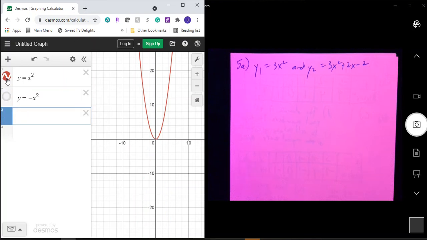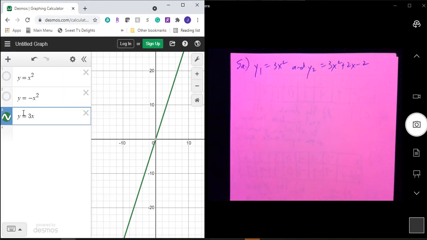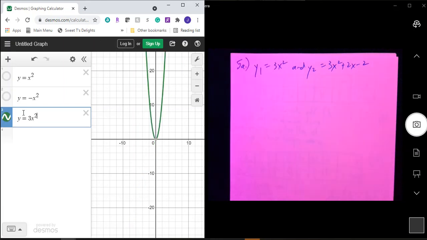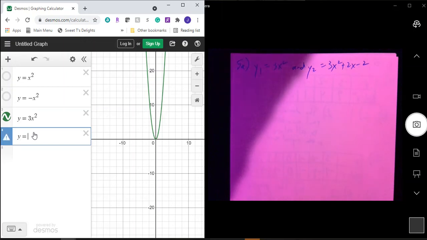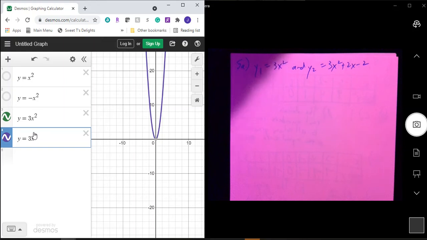So let me do this. Let me turn these graphs off. You can turn them off by pressing these buttons here. So now I'm going to type in y is equal to 3x squared. Okay, that'll be one graph. And then we will have another graph. It says y is equal to 3x squared plus 2x minus 2. Okay.